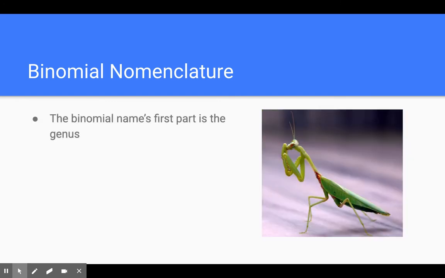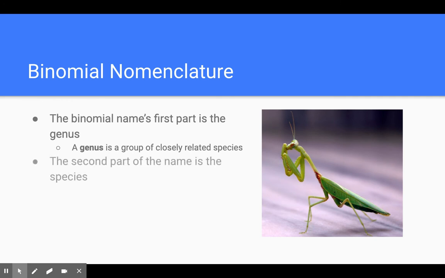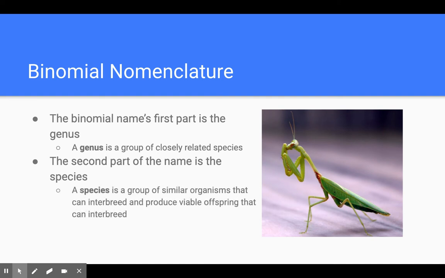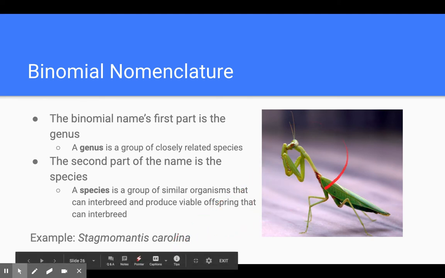So the binomial's first name, that first part, is what we call the genus. A genus is a group of closely related species. The second part of a binomial nomenclature name is the species. So a species is a group of similar organisms that are able to interbreed and produce viable offspring. So here's another example of a binomial nomenclature for the praying mantis. Carolina is the species, and Stagmomantis is the genus.